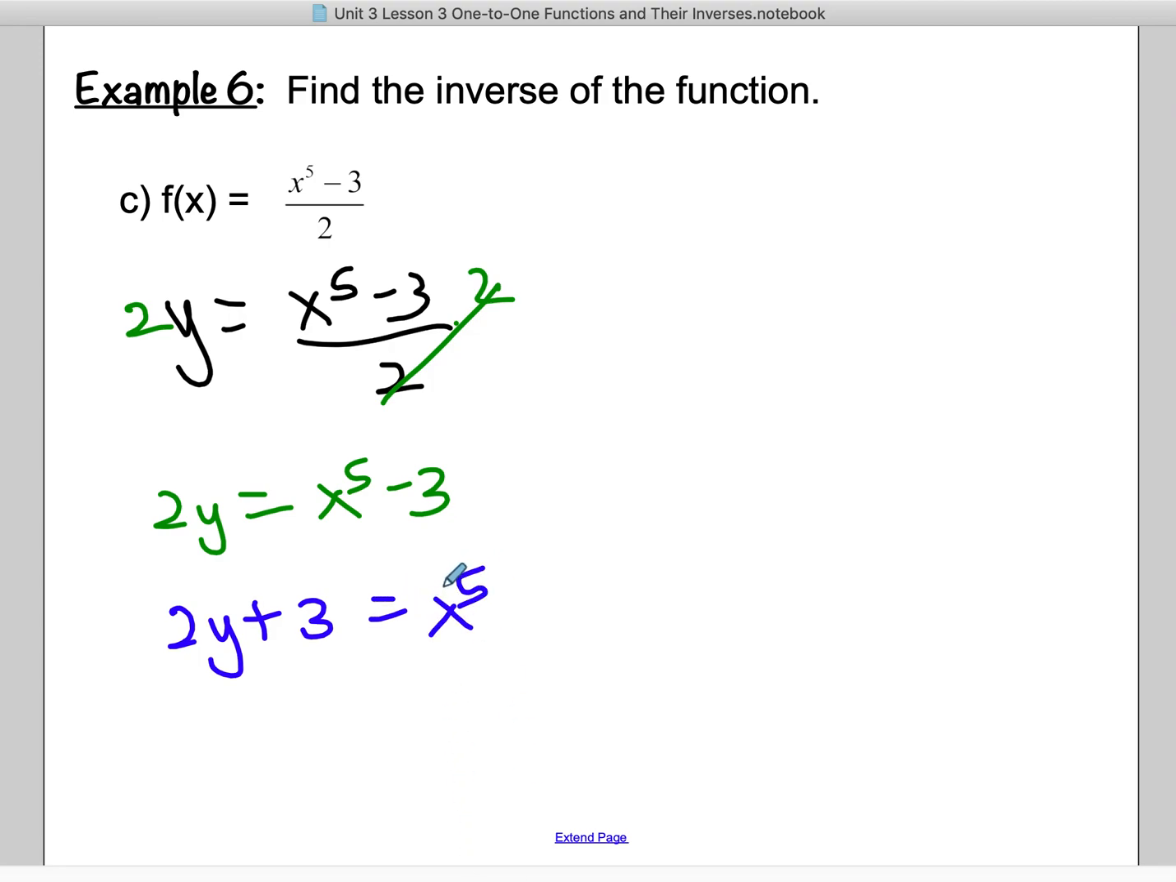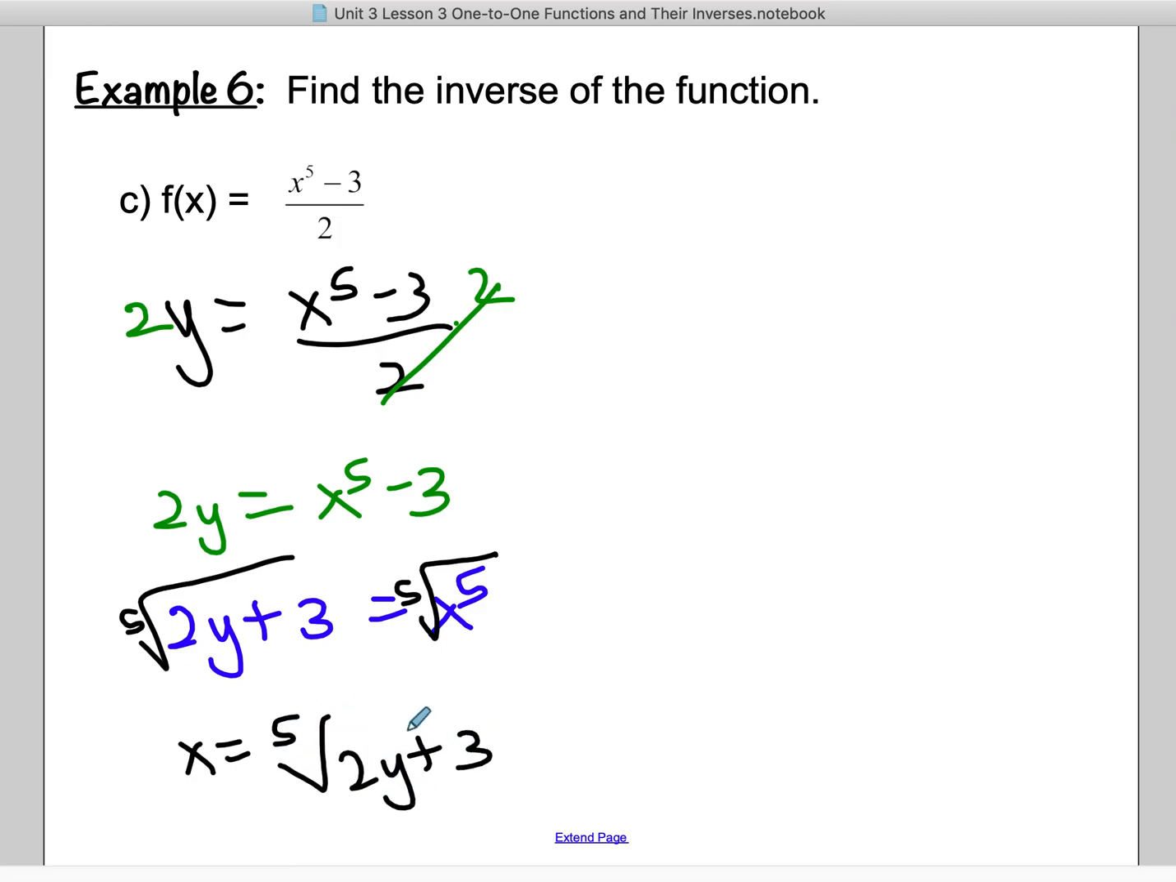And now in order to get x by itself, we take the 5th root on both sides. Okay, so x equals the 5th root of 2y plus 3. Sorry, I just rewrote the order. Now when I take the 5th root, the biggest thing, you guys, is you don't need a plus or minus. The only time you need a plus or minus is if you take the square root or the 4th root or the 6th root, any even degree. So if it's an even number, you have to write the plus or minus. If it's odd, you don't.